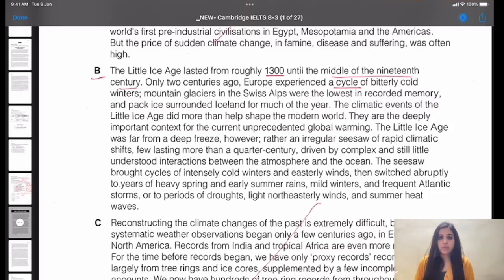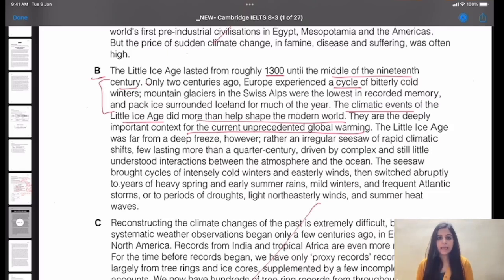The climatic events of the Little Ice Age did more than help shape the modern world. So the events which are mentioned here of the Little Ice Age did more than help shape the modern world. How did it help in shaping the modern world is the question. They are deeply important context for the current unprecedented global warming. So it's trying to tell you that the Little Ice Age would help you in understanding why or how the current global warming has come into the picture.